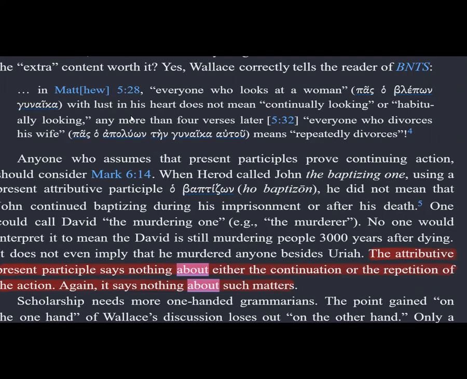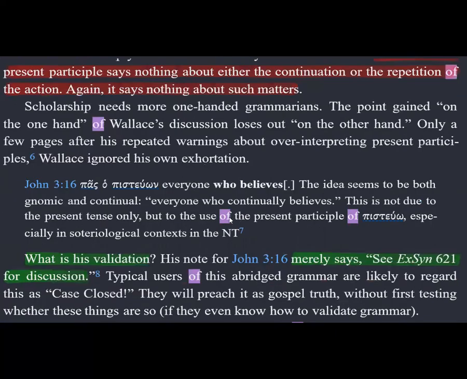Continually looking or habitually looking. Everyone who divorces his wife means repeatedly divorces, right? There's the baptism one we talked about. It says right here, the attributive present participle says nothing about either the continuation or the repetition of the action. Again, it says nothing about such matters. It keeps going on, and then you have the statement about the continual belief.